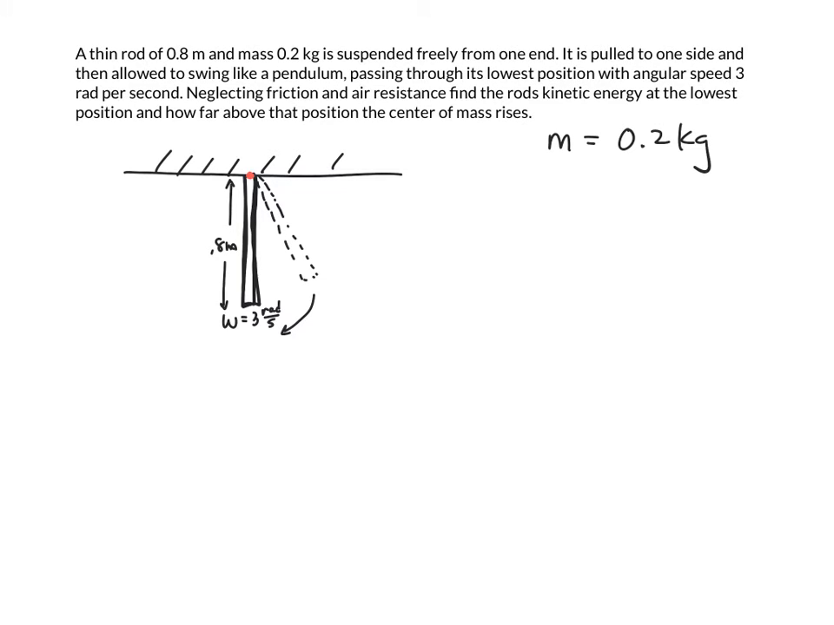Neglecting air friction and air resistance, find the rod's kinetic energy at the lowest position. Not too bad. And how far above that position the center of mass will rise. So, first, let's talk about this. It's a thin rod hanging. Where's the center of mass, assuming it's uniform? Yeah, in the middle. Now, what if it's not uniform? Let's say it's not uniform for the moment, and the center of mass is down here instead. See where I put that X? Let's say it's 3/4 of the way down.